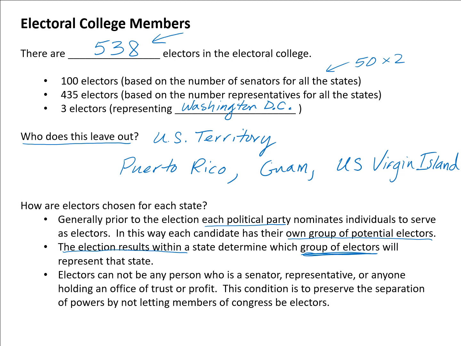Now, the thing about electors is I mentioned they are not senators or representatives. Specifically, it's defined in the Constitution that the electors cannot be any person who is a senator or a representative, because they wanted to keep Congress from making the decision of who was president. It also can't be anyone who holds an office of what we call trust or profit. So those would be people who hold high political office or high governmental office. So the idea here is to preserve that separation of powers by not letting members of Congress be electors.